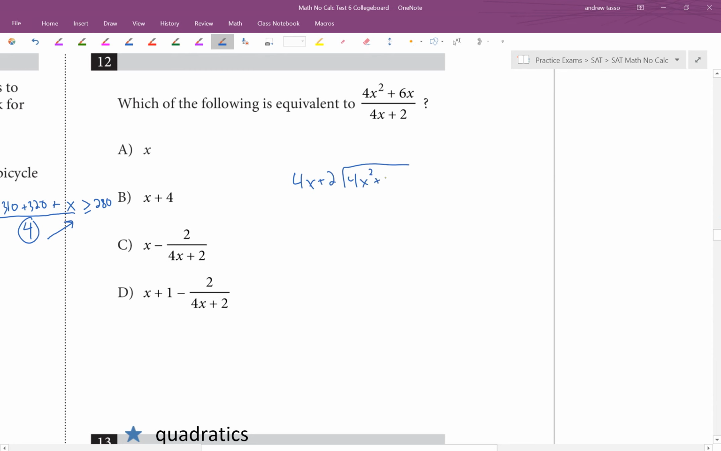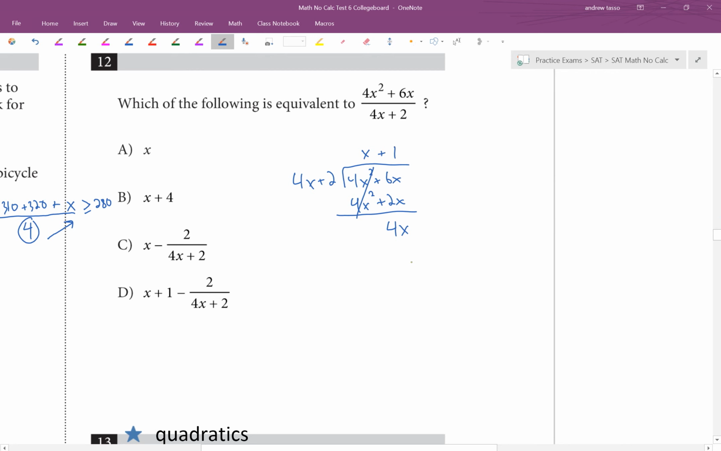4x squared plus 6x. So this can go into this, let's see, x times, and then we would multiply through by x, so we get 4x squared plus 2x, and then we'd subtract these lines. This would cancel. This would give 4x. So this can go into 4x once, right?